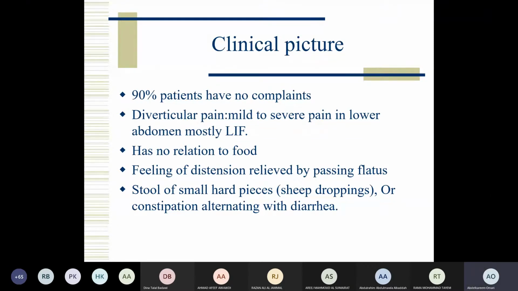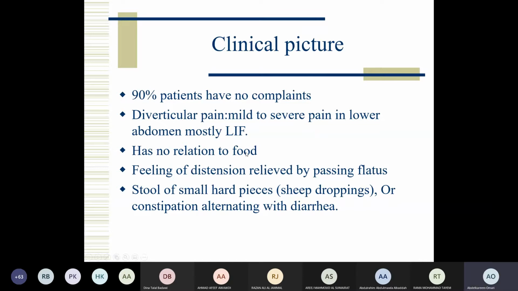Or diverticular pain: mild to severe pain in the lower abdomen, mostly the left iliac fossa. This is the typical pain of the diverticular disease. It doesn't always come as continuous colic; it comes frequently, but because it is the colon, and you know the colon is the 11th, it is not the 10th dermatome, it is the 11th. So the pain is referred always below the umbilicus.